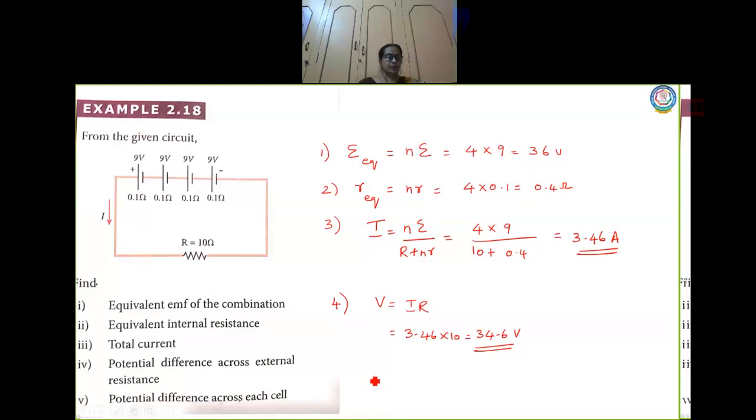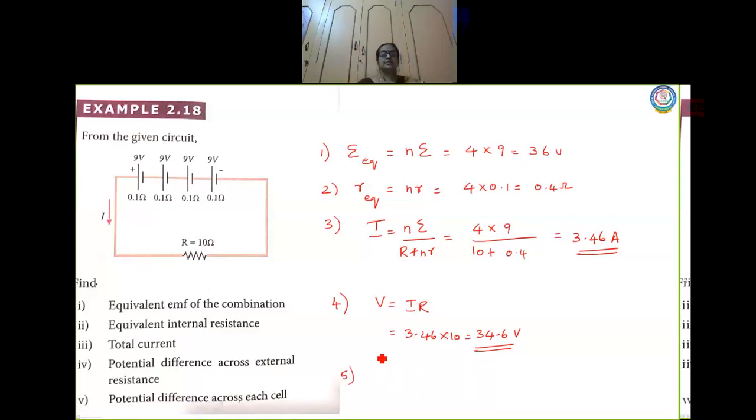Okay, now the remaining. Now this is 34.6, which is the potential difference across the external resistance. The remaining 1.4 volt is dropped across the internal resistance. Yes, the remaining 1.4 is dropped inside because we get 36 volt here. Now this 34.6 is taken by this resistor, that is R. And 34.6 plus 1.4 will be 36, which is the total voltage, right? So the remaining 1.4 is across the internal resistance of the cells.